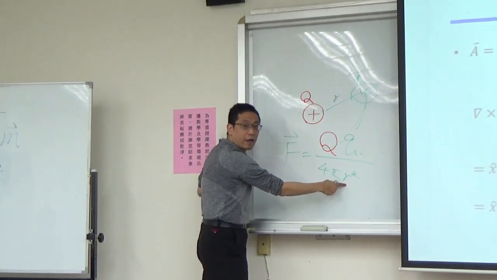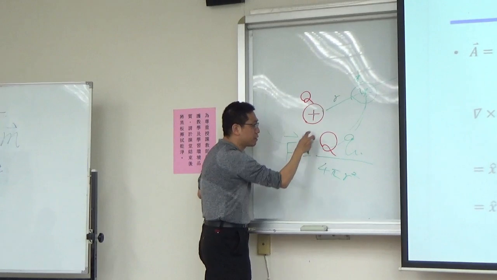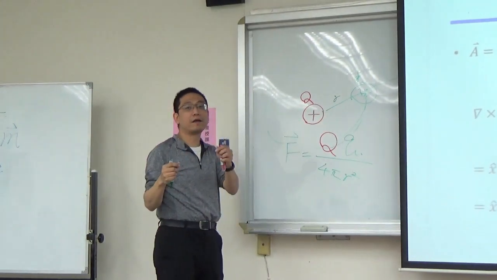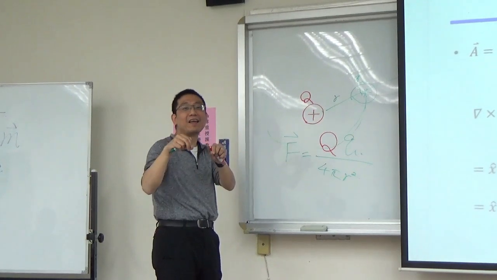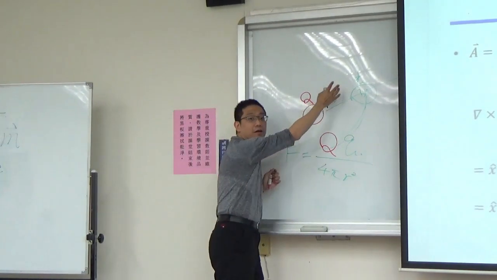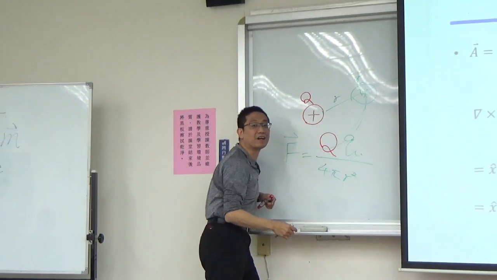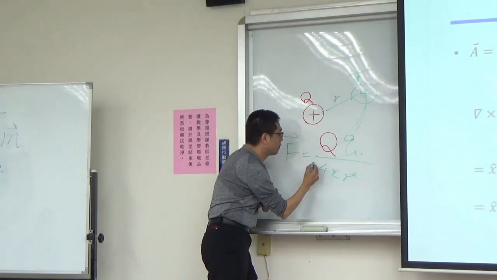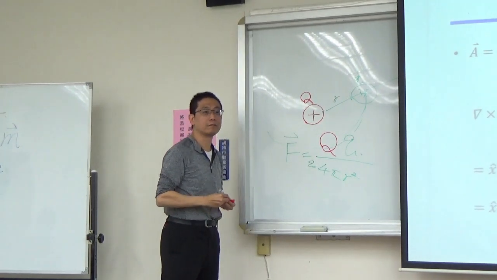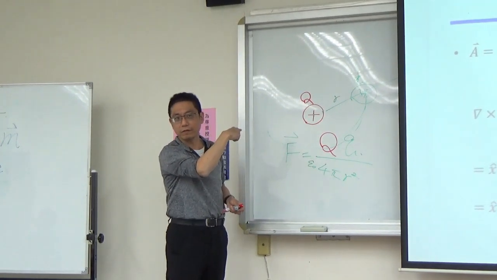And these two charges exist in the air. If the material is air, there is another constant we call epsilon 0. Okay. Did you guys learn this before?